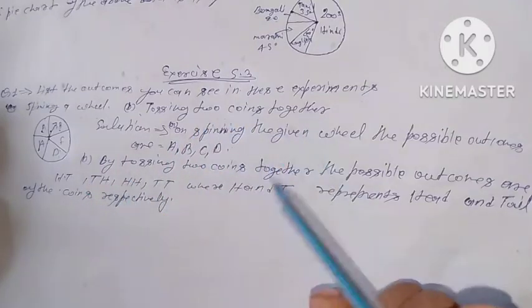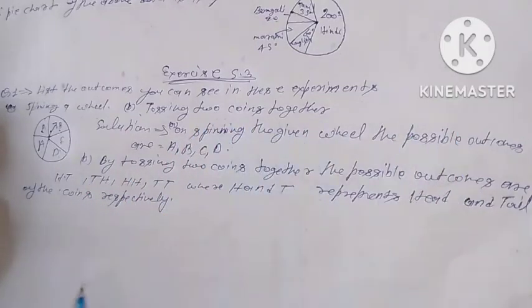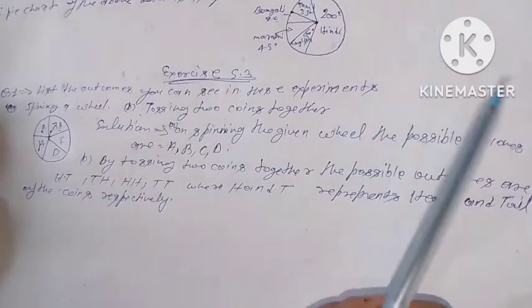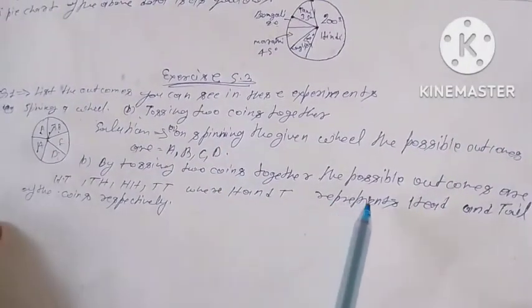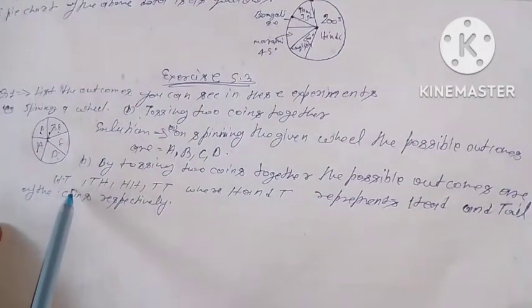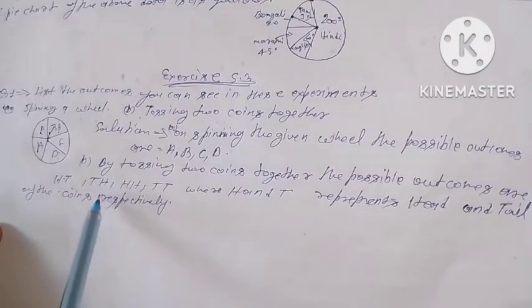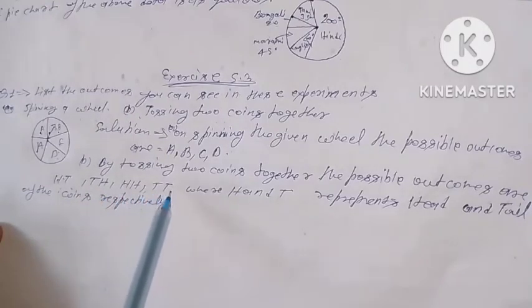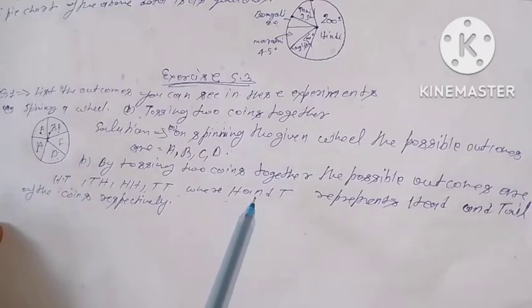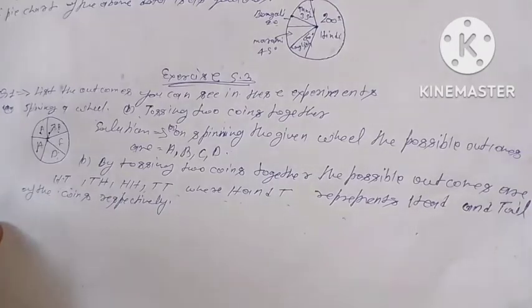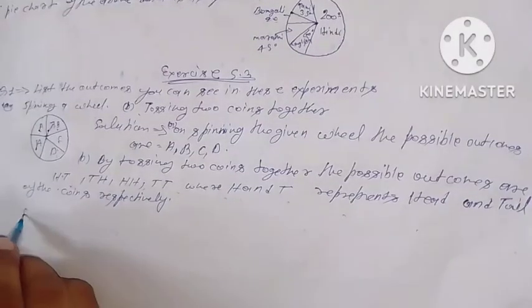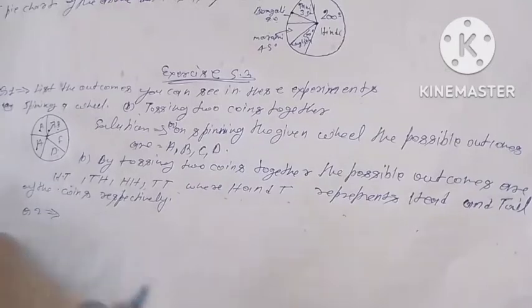B question, tossing two coins. By tossing two coins together, the possible outcomes are head, tail, or tail, head, or head, head, or tail, tail, where H and T represent head and tail of the coins respectively. Okay. Next question. Question number 2.